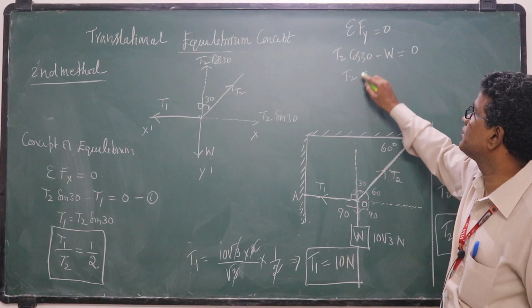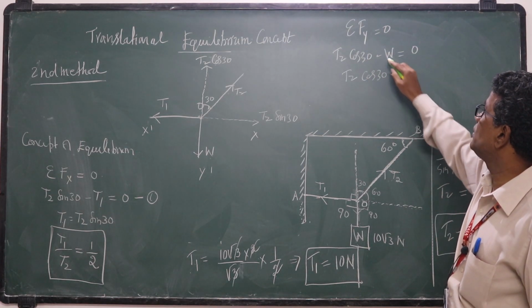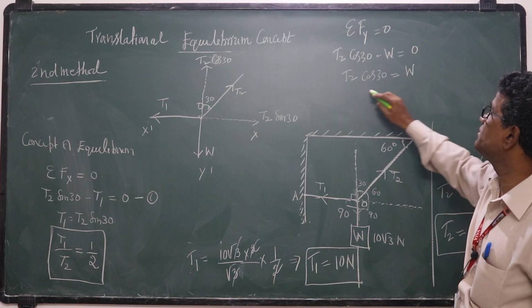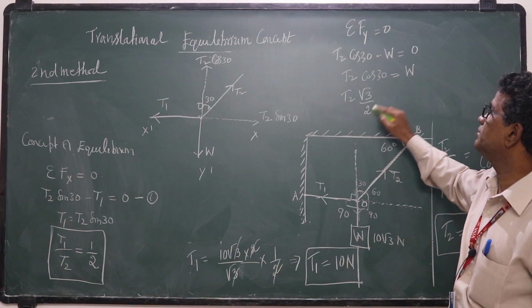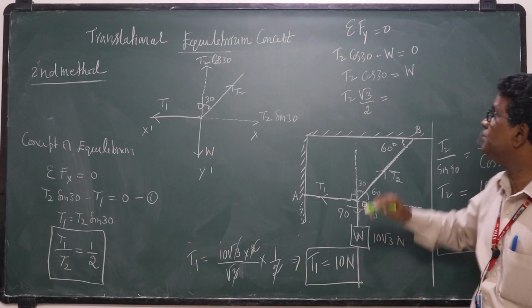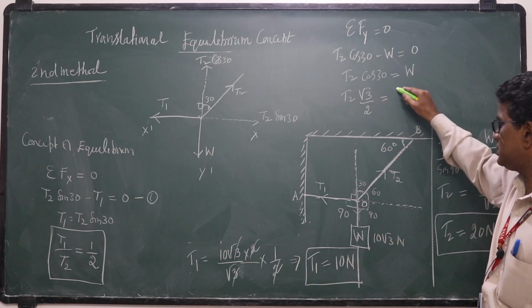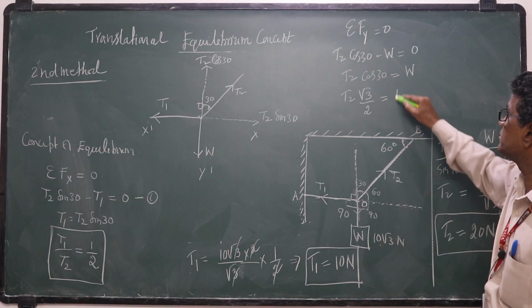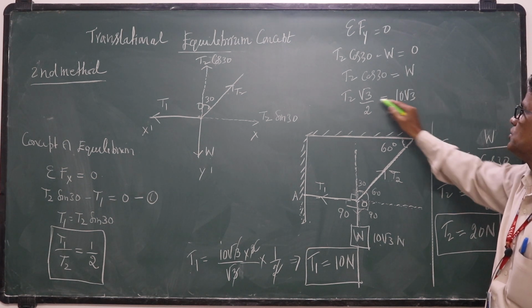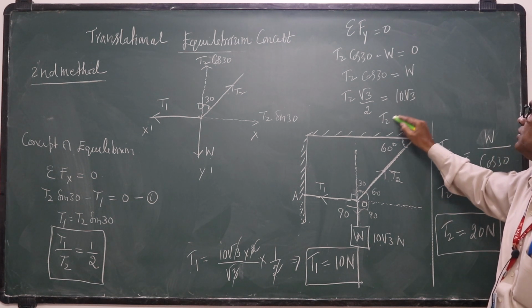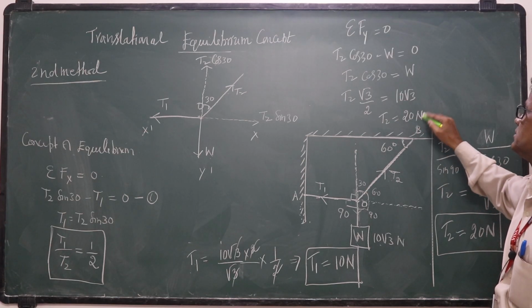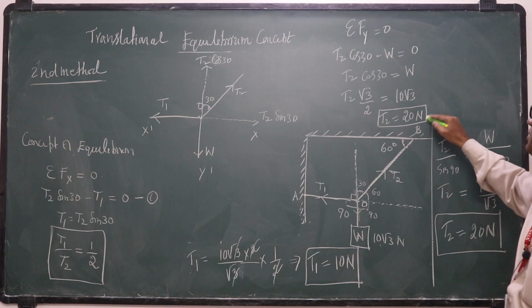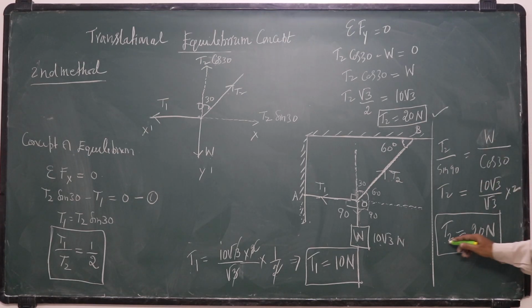So T2 cos 30 is equal to W. T2 cos 30, root 3 by 2. What is W? W we got as 10 root 3. 10 root 3. So root 3 gets cancelled. So T2 is 10 into 2, 20 newtons. So I got T2 as 20 newtons.